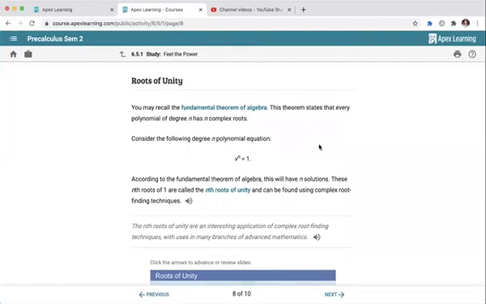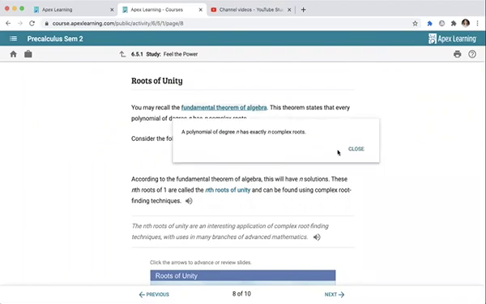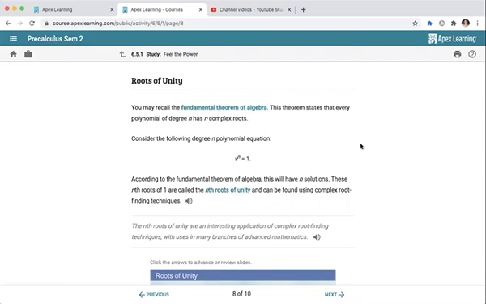All right, then we can talk about this thing called roots of unity. And this stems from the fundamental theorem of algebra, right? Remember, we talked about it way early on, that a polynomial of degree n has exactly n roots, exactly n complex roots, okay? So again, if we had something x squared, we would have 2 complex roots.